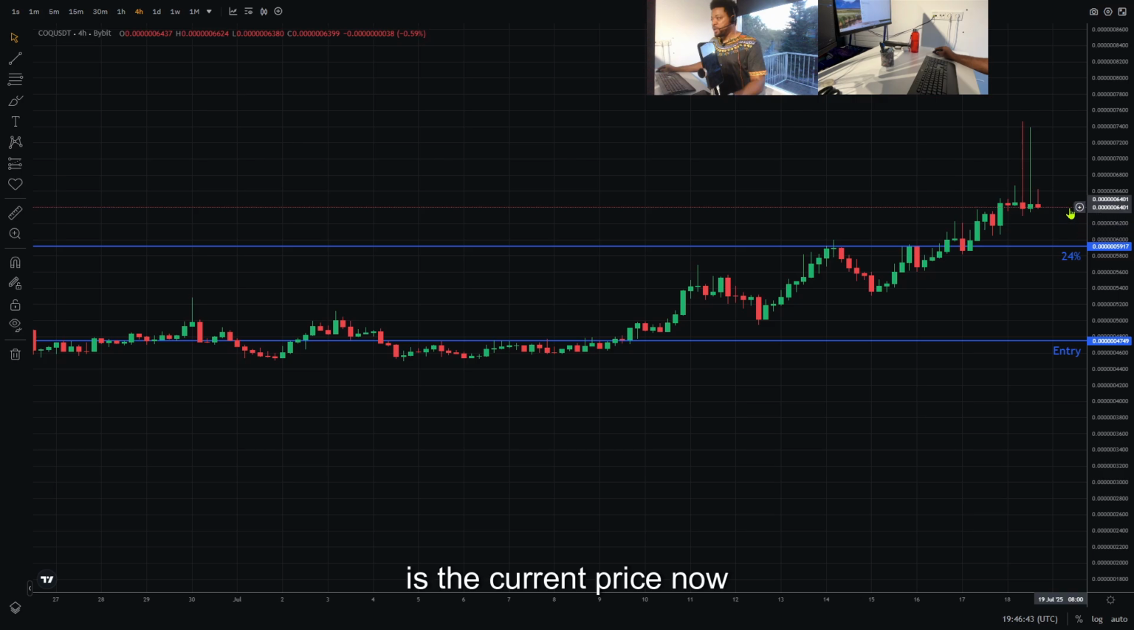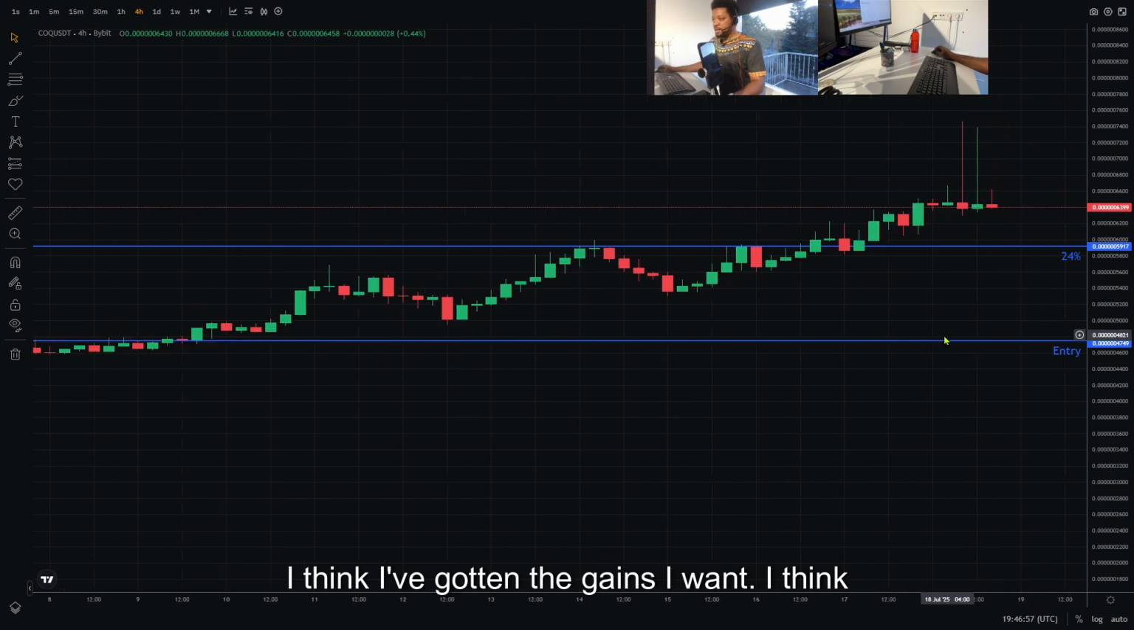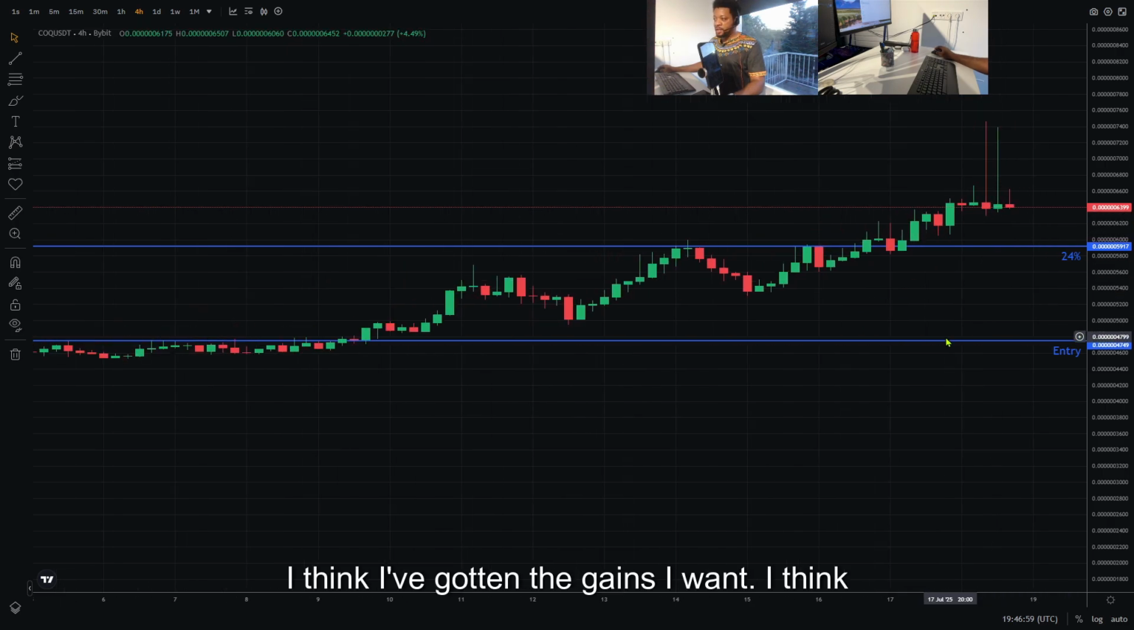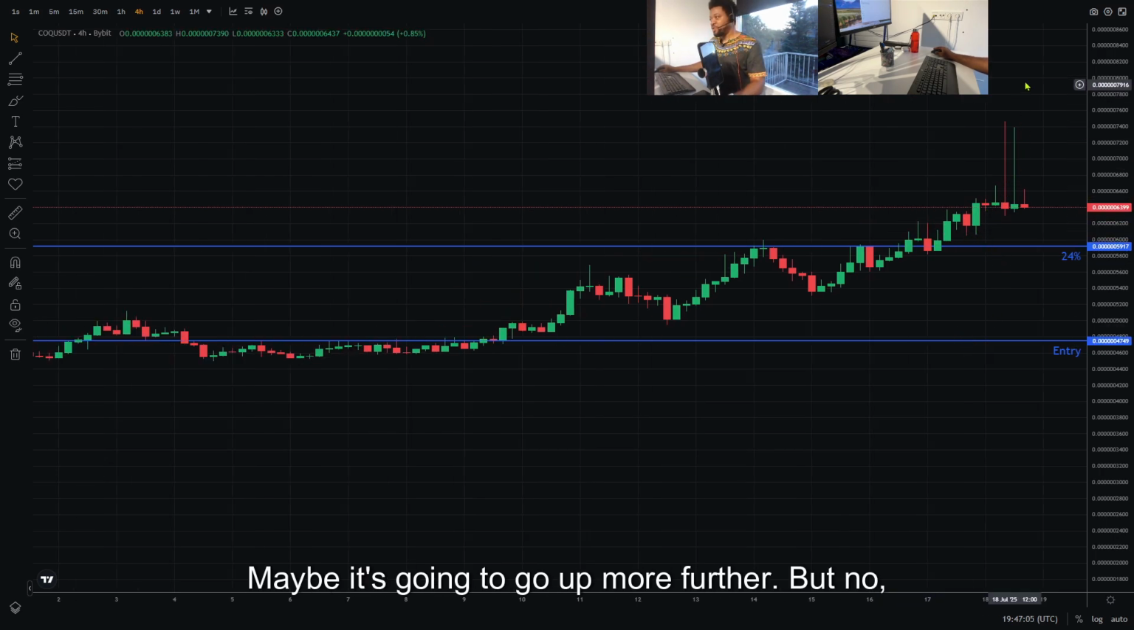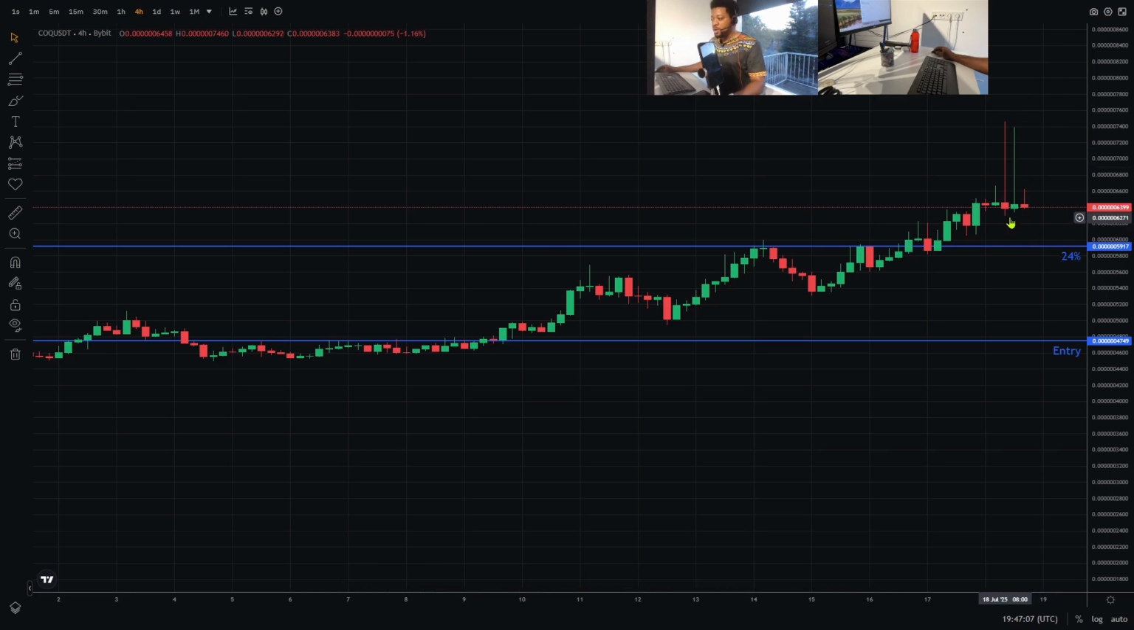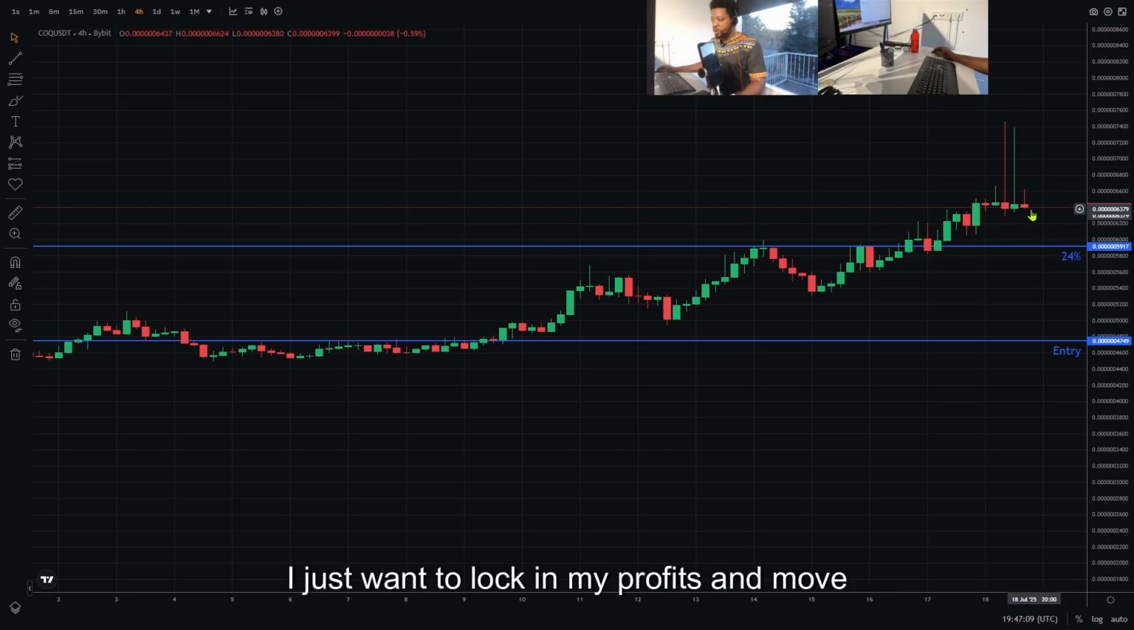This is the current price now for COQ, so it has even gone up further. The remaining half, if I sell it at this point, will be around 35% profit. I want to do that now because I think I've gotten the gains I want. I always preach don't be too greedy. You could be thinking the price is beginning to go up, maybe it's going to go up even further, but I don't care about that. I just want to lock in my profits and move on to the next trade.